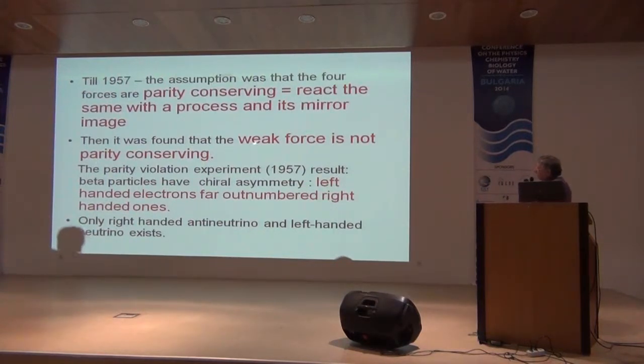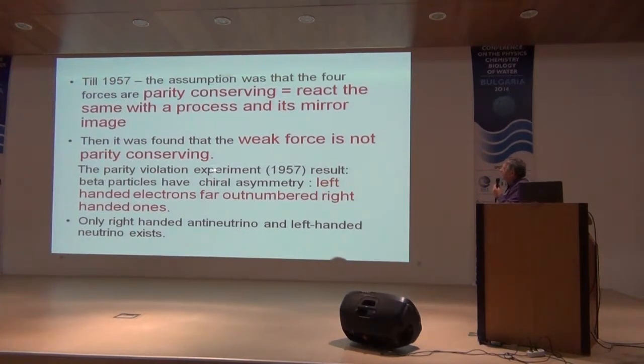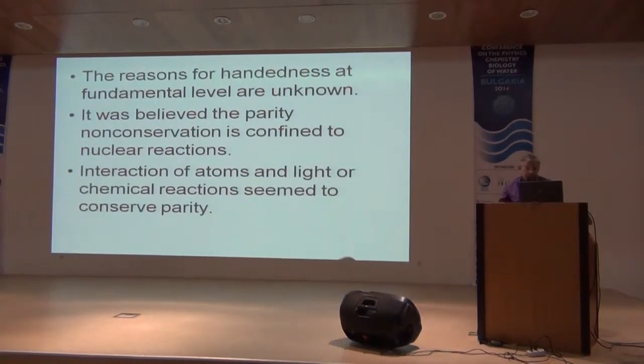It was found that the weak force, which is responsible for radioactivity, is not parity conserving. It showed chiral asymmetries: left-handed electrons far outnumbered right-handed electrons, and for other elementary particles, only one of the two possible chiralities exists, the left-handed neutrino and the right-handed antineutrino. So that's an expression of the basic chirality of the universe as it is in the nuclear realm.